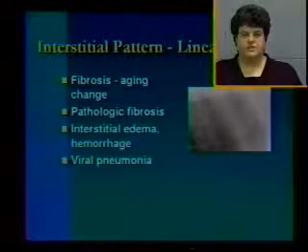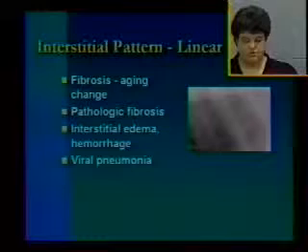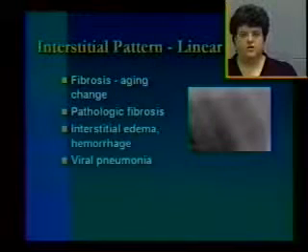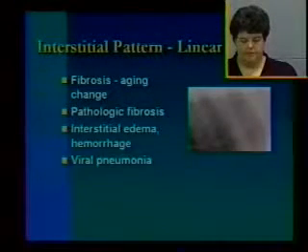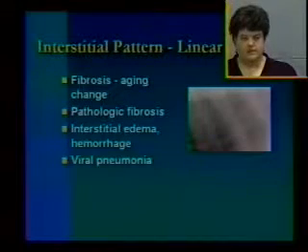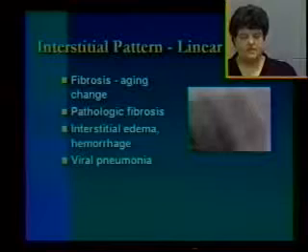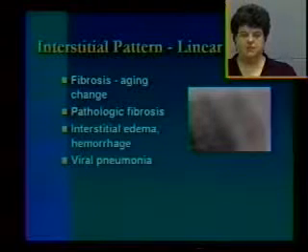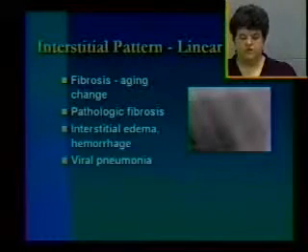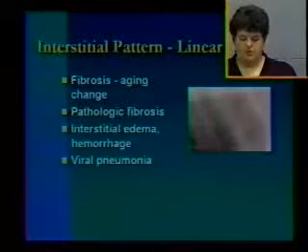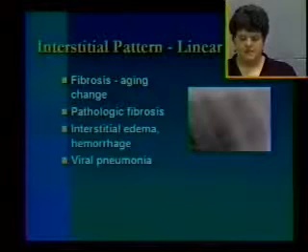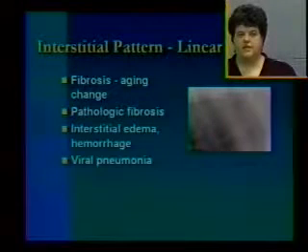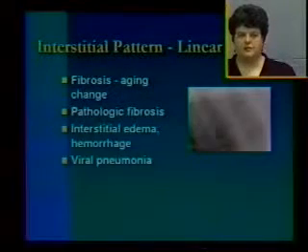This is a linear interstitial pattern, and the most common causes are fibrosis, which is just an aging change in the older dog in particular. You can have pathologic fibrosis, or you can have mineralization present within the pulmonary parenchyma. It's commonly seen with interstitial edema, hemorrhage, or viral pneumonia. Unfortunately, the list of what causes a linear interstitial pattern is very long. What's important to remember is that it blurs the margins of the vessels, so you cannot see the vessels sharply in this caudal dorsal lung field, and that you need the history to help you get to the answer in the more severe cases.